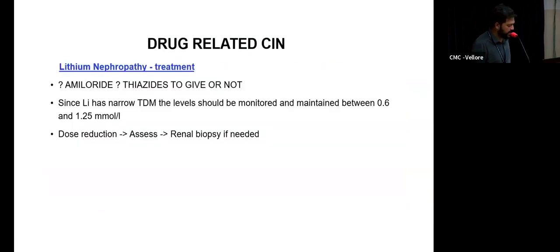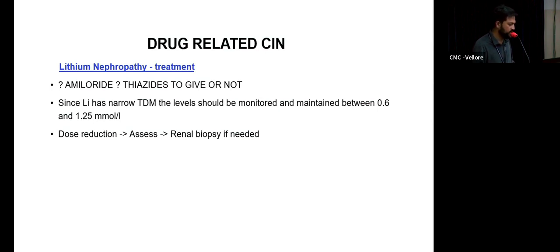For lithium nephropathy, amiloride is one thing that can be given. As you know, it will block the ENaC channel, and the entry of lithium to the distal cell will be stopped. So it can help. Thiazides should not be given, because they can cause hypercalcemia and help perpetuate the already nephrogenic diabetes insipidus at play. Since it has a narrow therapeutic window, the level should be monitored and maintained between 0.6 to 1.25. Anything less than 1.5 is okay, but this should be 0.6 to 1.25.